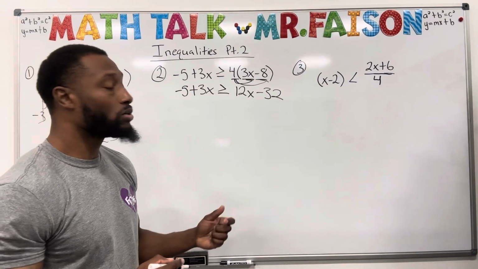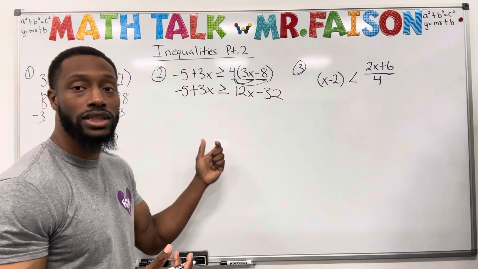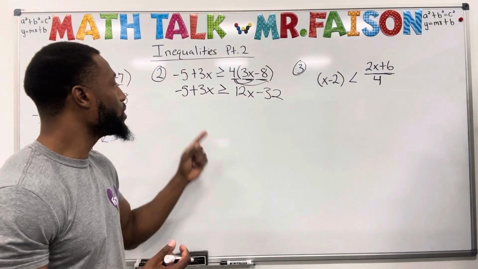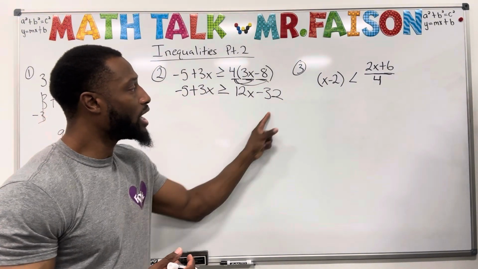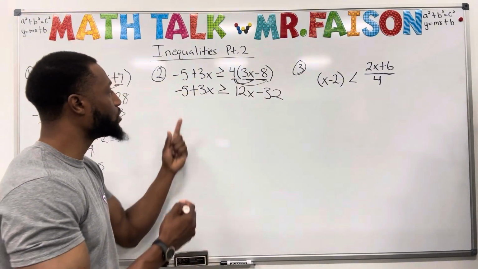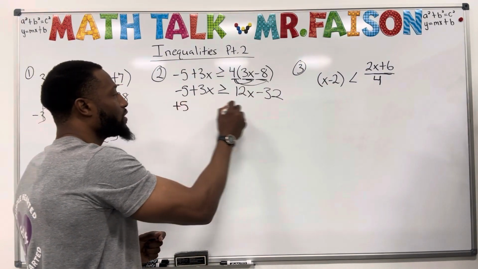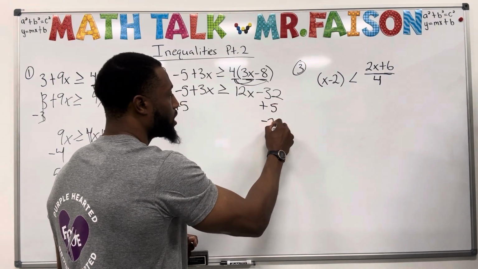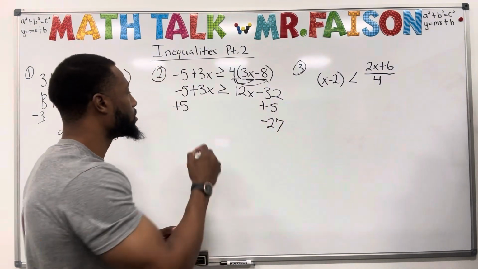All right, now same thing. We want to get all the x's on one side of the inequality and all the regular numbers on the other side of the inequality. So what I'm gonna do is, I'm gonna take this negative 5 and move it over here with the negative 32. But I have to move it mathematically. So it's negative 5, I'm gonna do plus 5, plus 5. That's gonna give me negative 27. Then we bring everything else down.